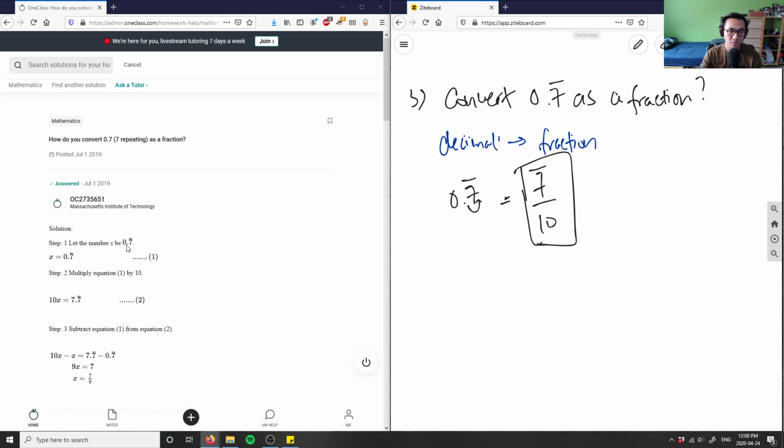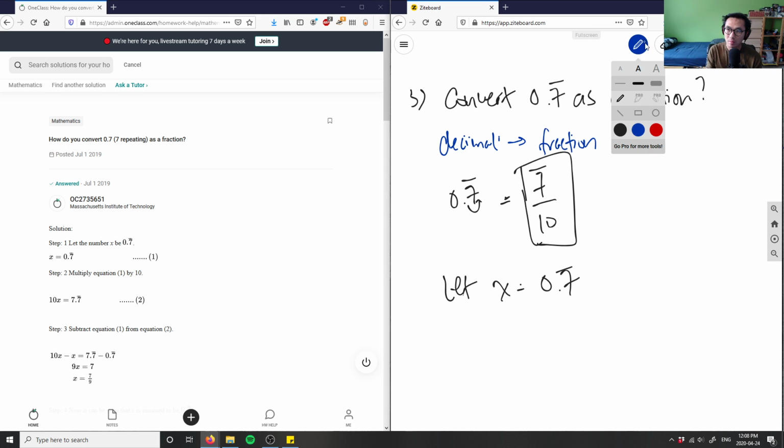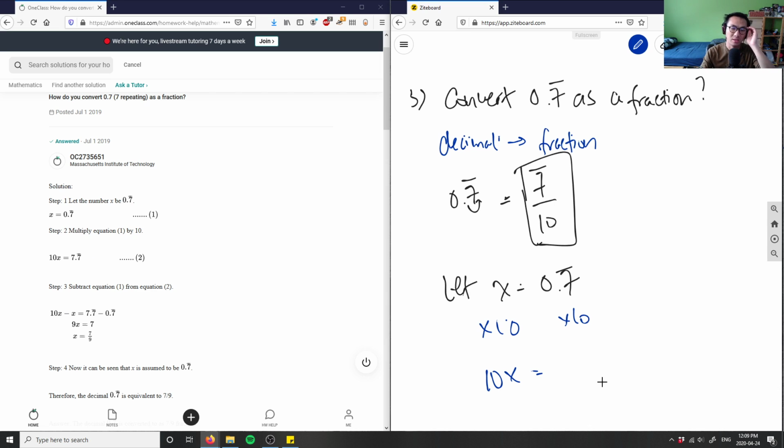So what this student did here was they simply let x equal 0.7 bar, which is great. Then they multiply both sides by 10. They multiplied this side by 10, this side by 10, and they would get 10x equals 7.7 bar. Sorry, give me a second. This should be 7.7 bar. That's good.